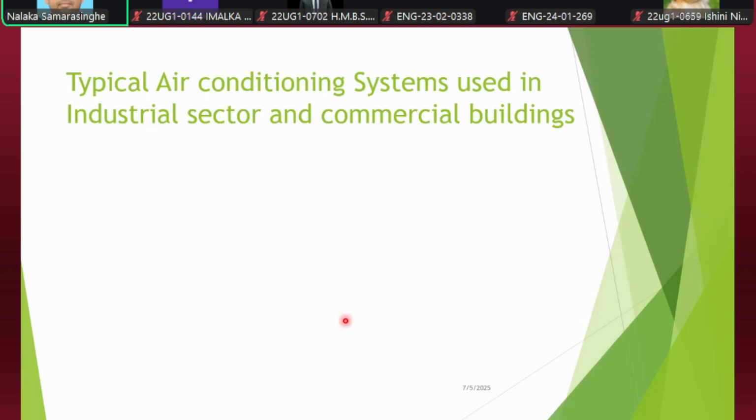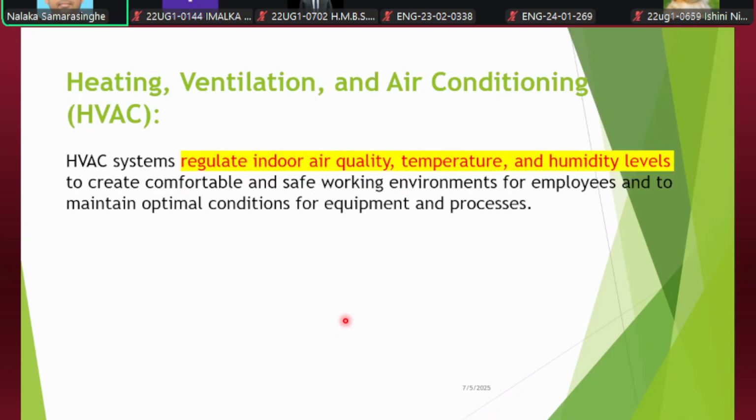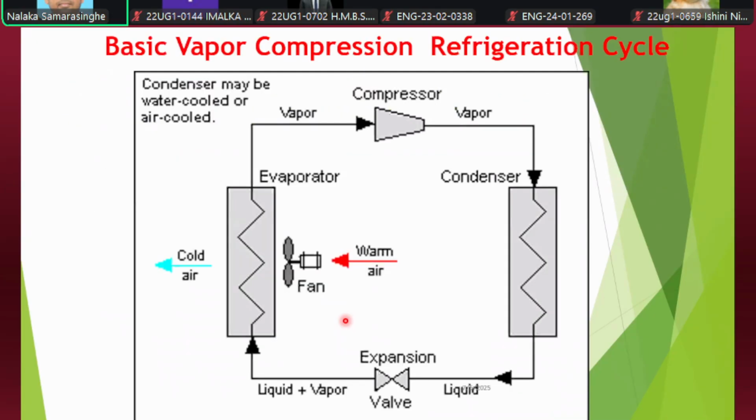Here we will first take a look at various types of air conditioning systems used in the industrial sector as well as in commercial buildings. First of all, we will take a look at the basic vapor compression refrigeration cycle. I hope most of you by now are aware what this is. Most of the air conditioning systems work on the working principle of this vapor compression refrigeration cycle.